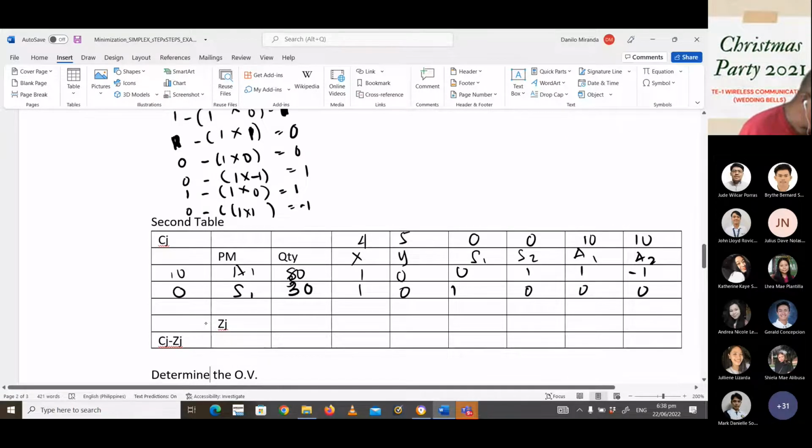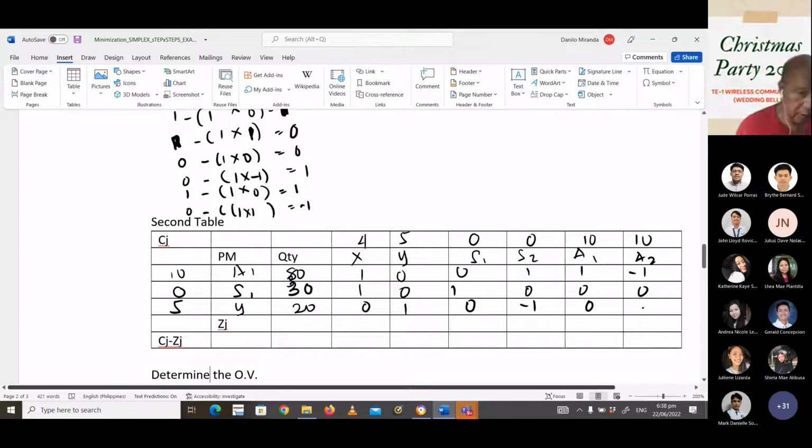So the new C1 for Y is 5. Kaya 5 to eh. Magiging 5 na yan. Ito yung outgoing pivot ano natin eh. So kanina, Y. And then, 20. 0, 1. Yan. 0, 1. 0, 1. 0, negative 1. 0, 1.